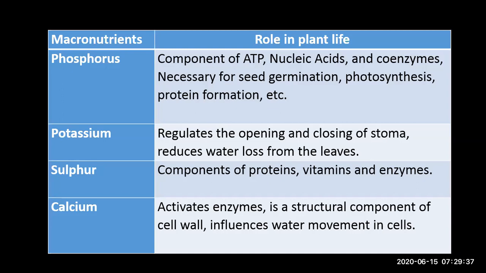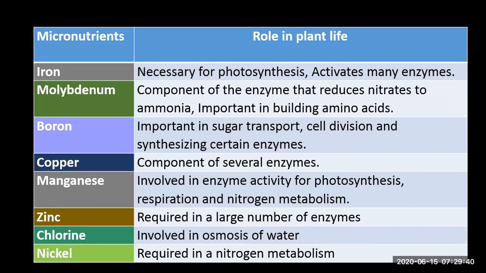now let's talk about micronutrients. As the name shows, micronutrients are those nutrients which are required in less amount by plants. Let's talk about them one by one. Iron. We have been reading about the role of iron in animals since childhood, but right now we are discussing the role of iron in plants. It is important in photosynthesis and it activates many enzymes. It is an activator for plant enzymes.